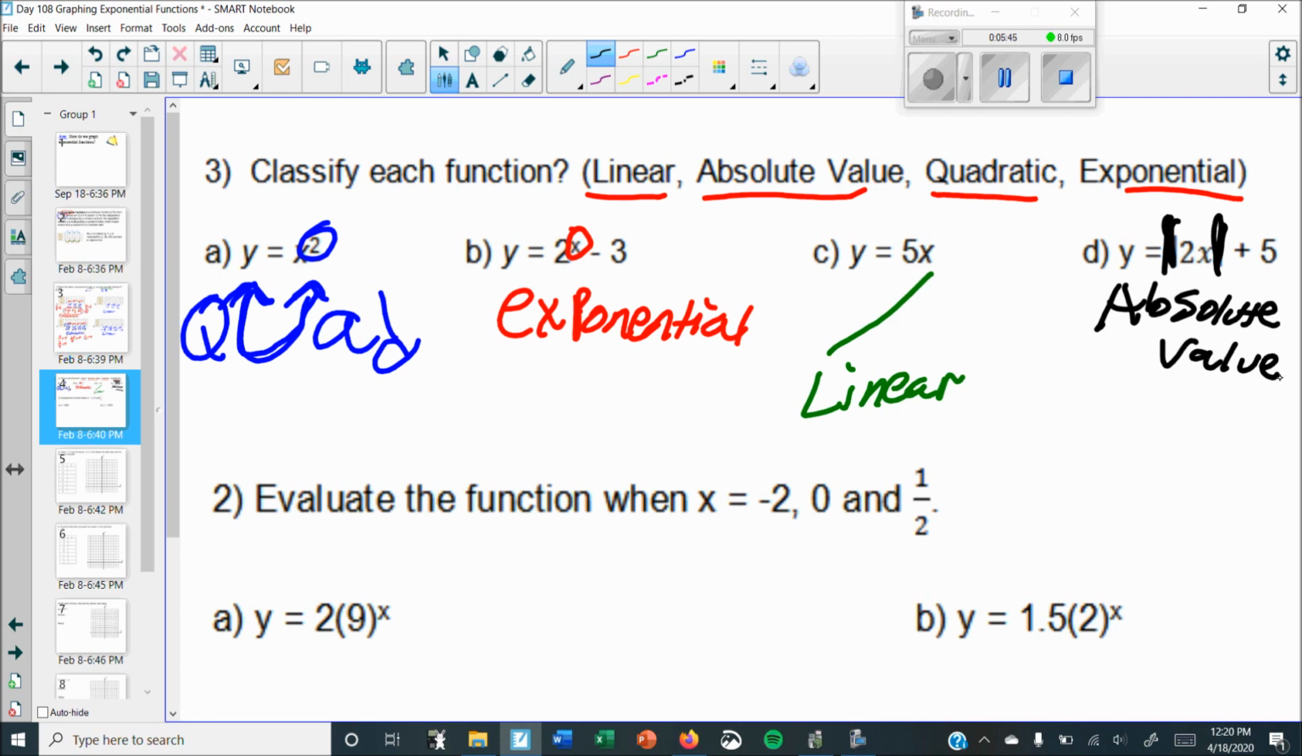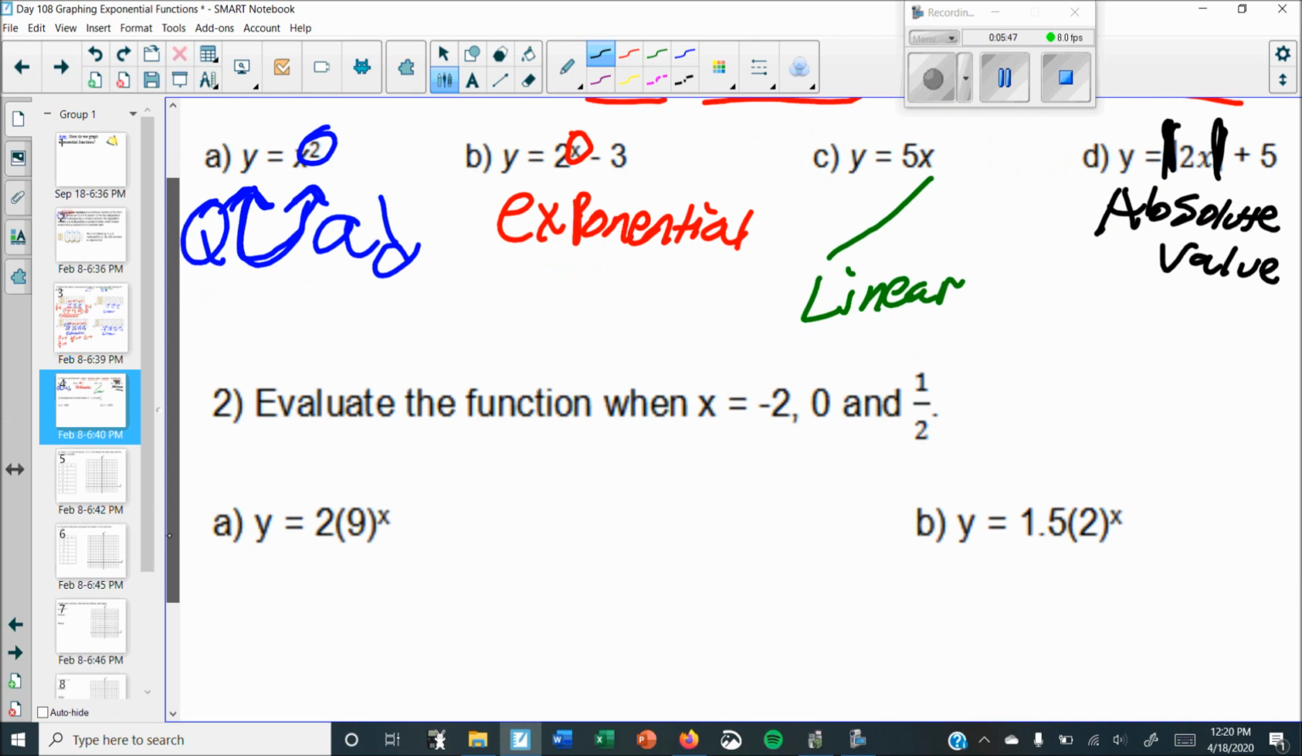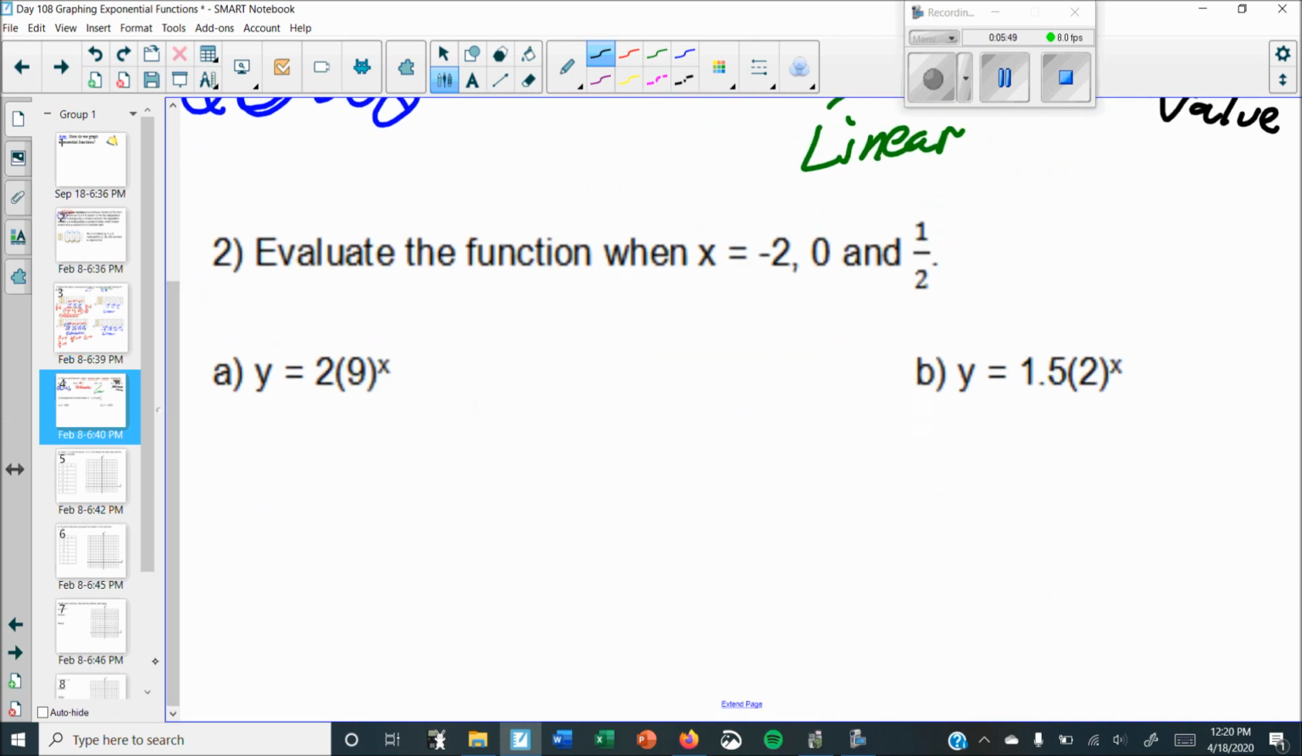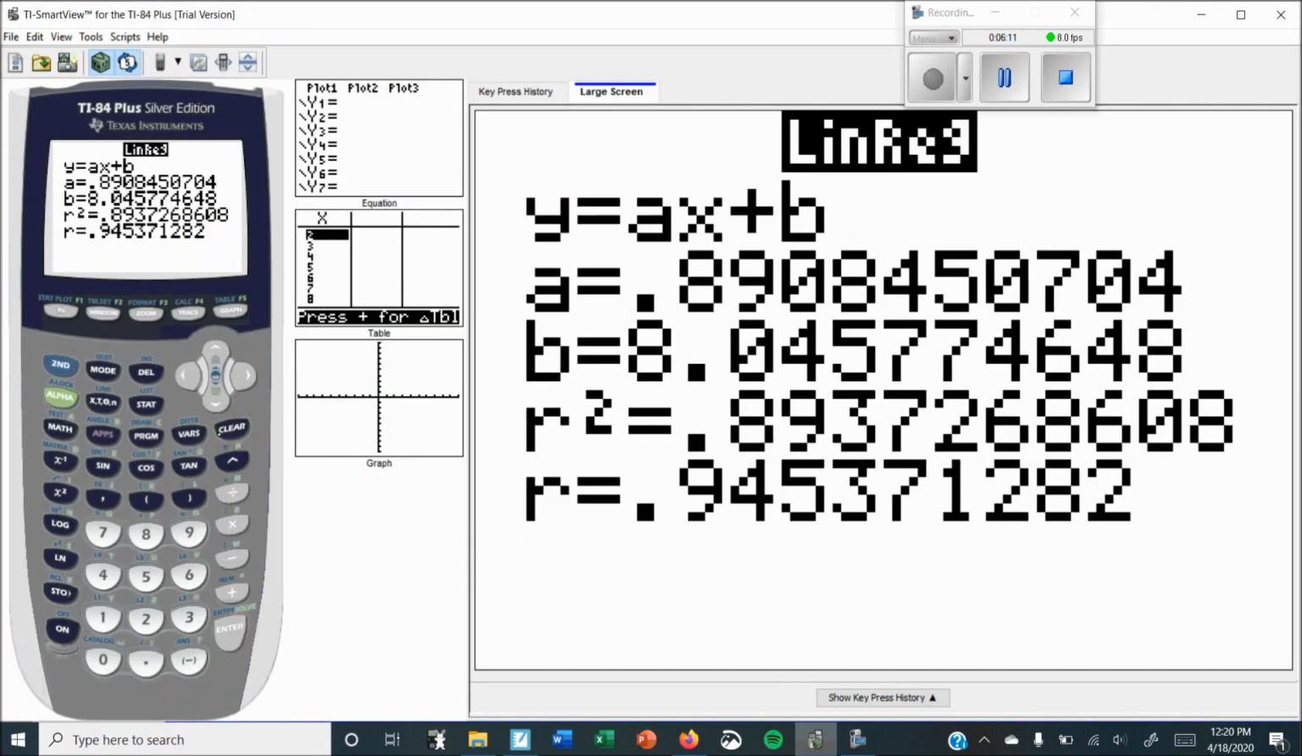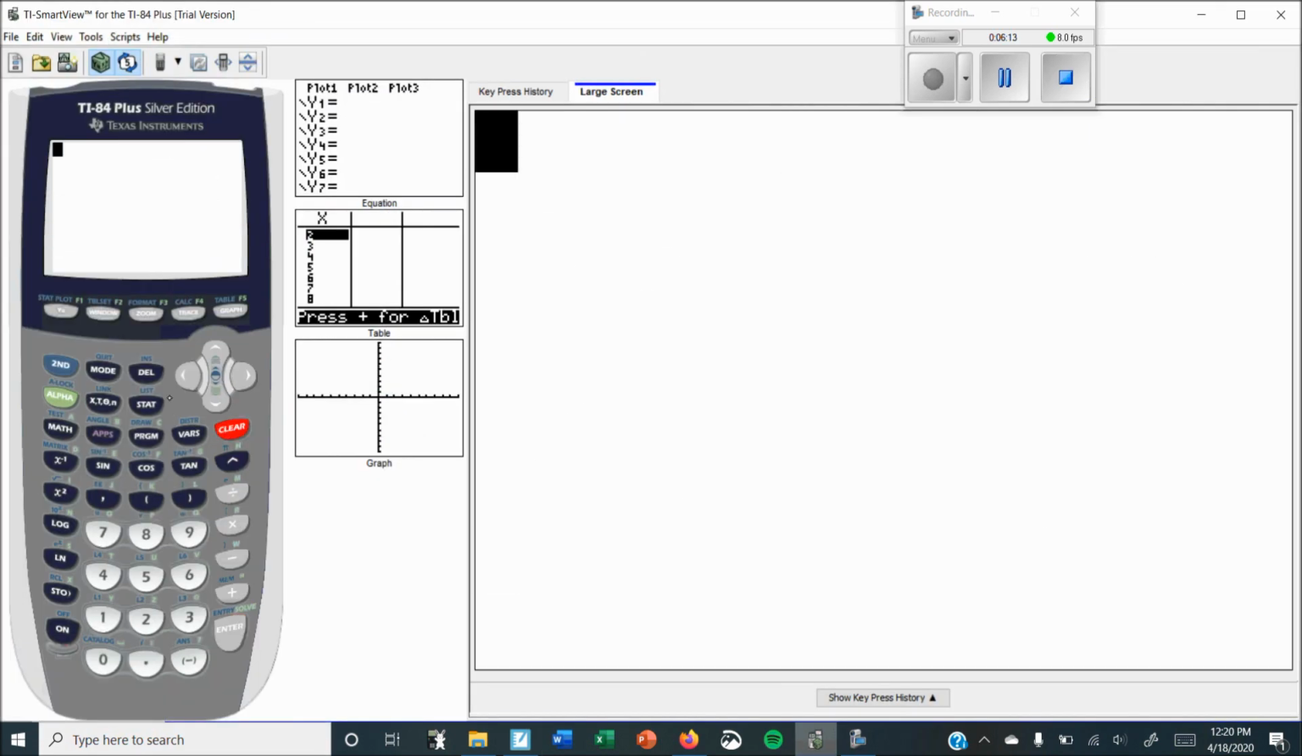Okay, so now that we know about all the different graphs, let's now just focus on exponential. So it says evaluate the function when x is -2, when x is 0, and when x is half. So all you have to do is just use your calculator, and we'll do it together. So 2 times 9, but instead of x, what's the first x I'm going to use? -2. So we're going to go to our handy-dandy calculators. Don't look at that. You'll do that next chapter.